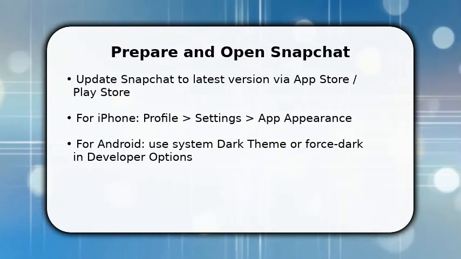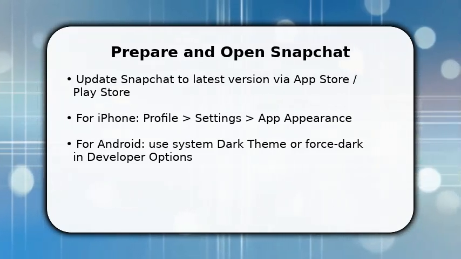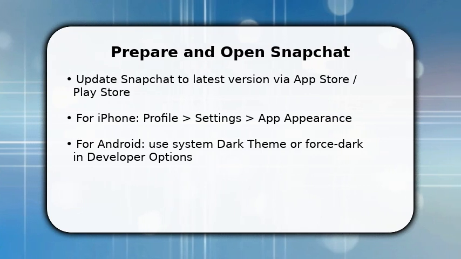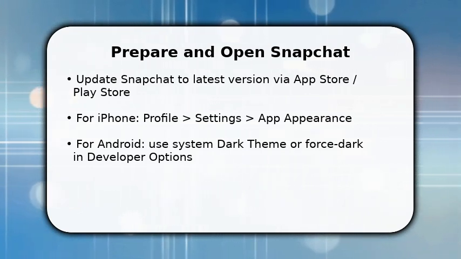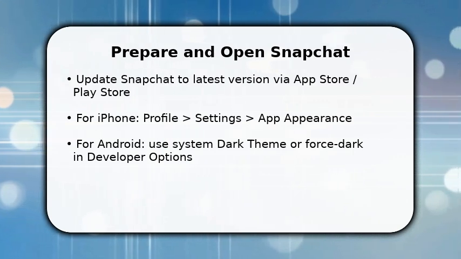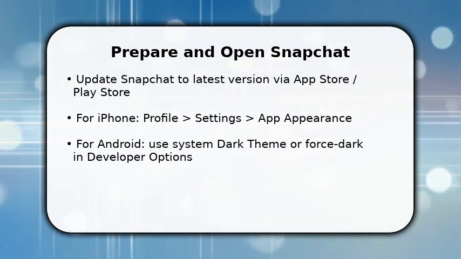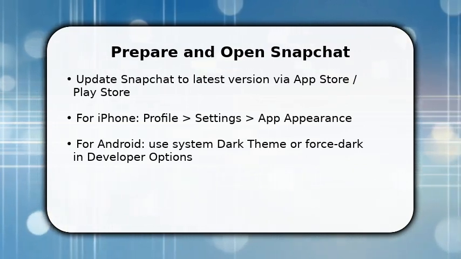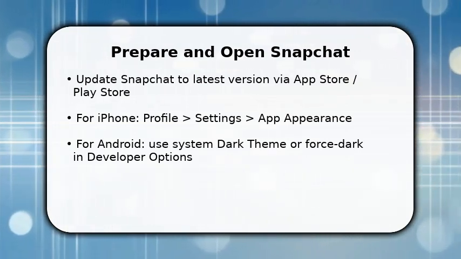You start by updating Snapchat so the latest appearance options are available. Open the app and tap your profile icon, then tap Settings. On iPhone, find App Appearance and choose Dark to enable Snapchat's night mode interface. Once done, Snapchat's UI switches immediately. Menus, chat screens, and icons will use darker colors to reduce glare.